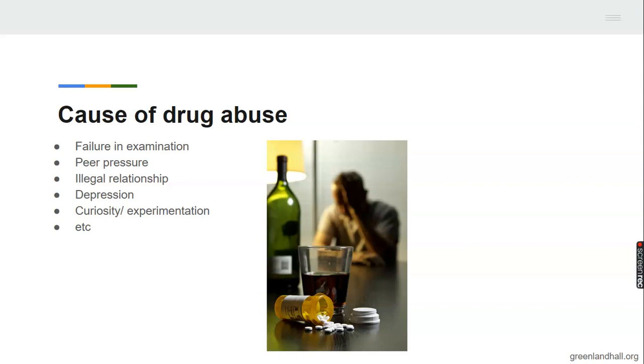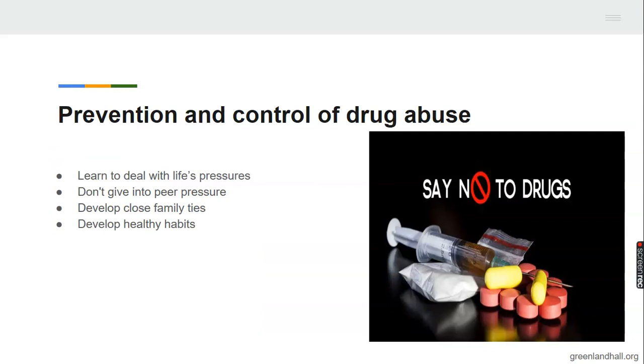Some go there because of illegal relationship or depression. They feel depressed and they want to get out of the depression. They go into drug abuse. Some because of curiosity or experimentation. What is this about? Let me test it. Why should you test it? It's wrong. Don't go into drug abuse. There are several other causes why people go into drug abuse, but these are the few that we cover in this class.